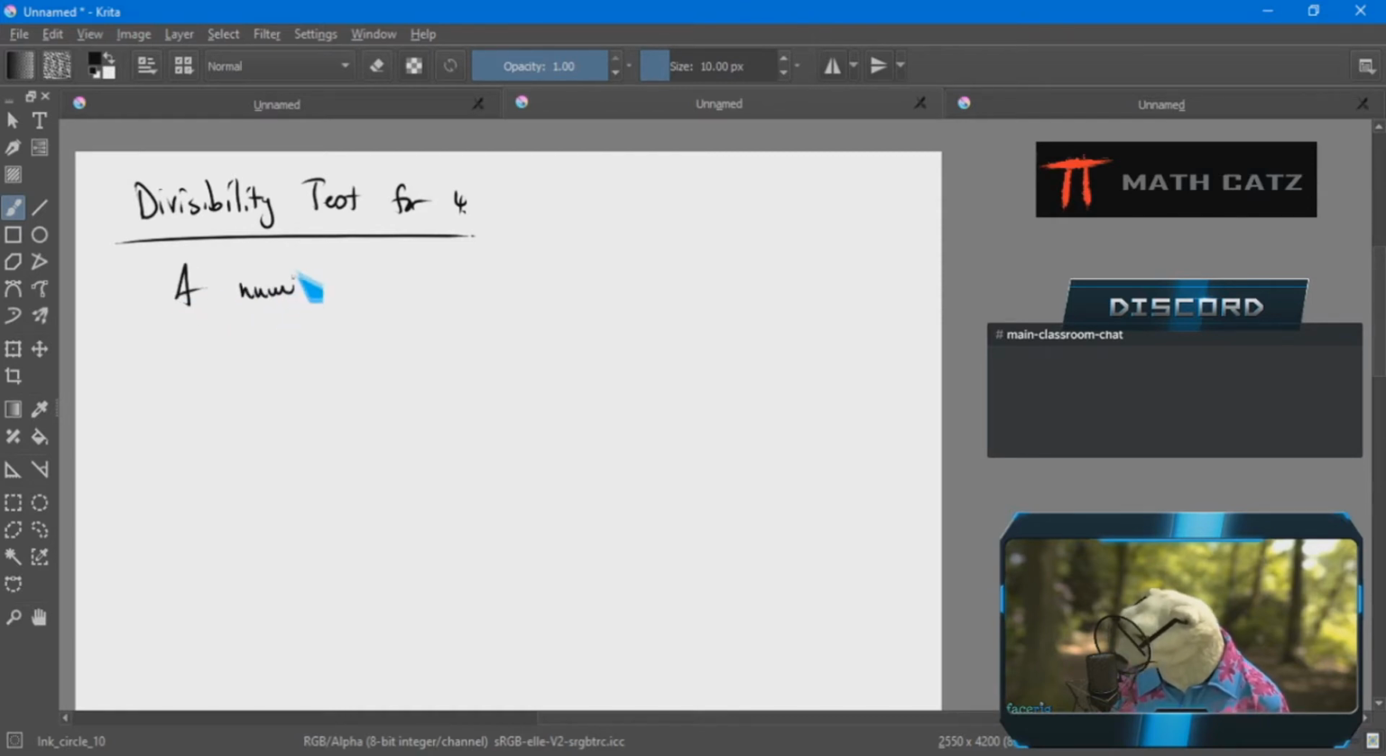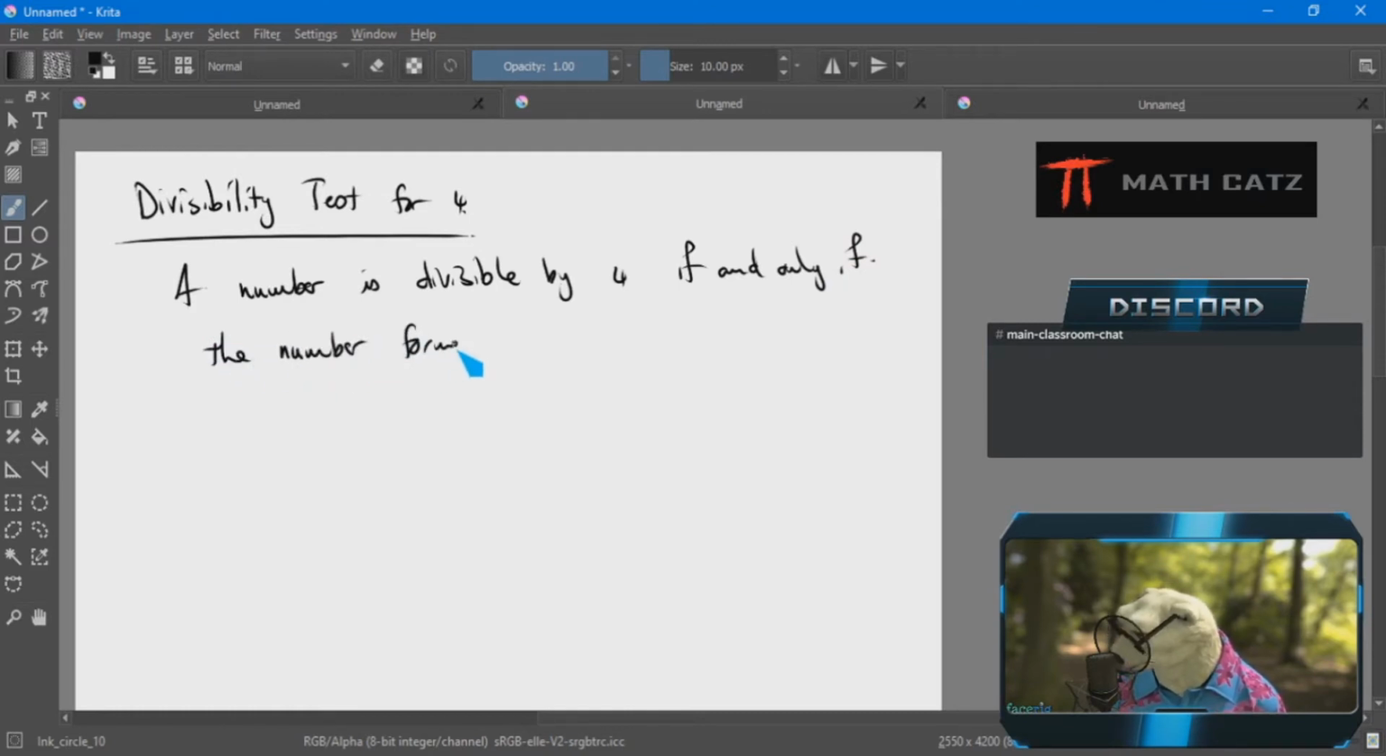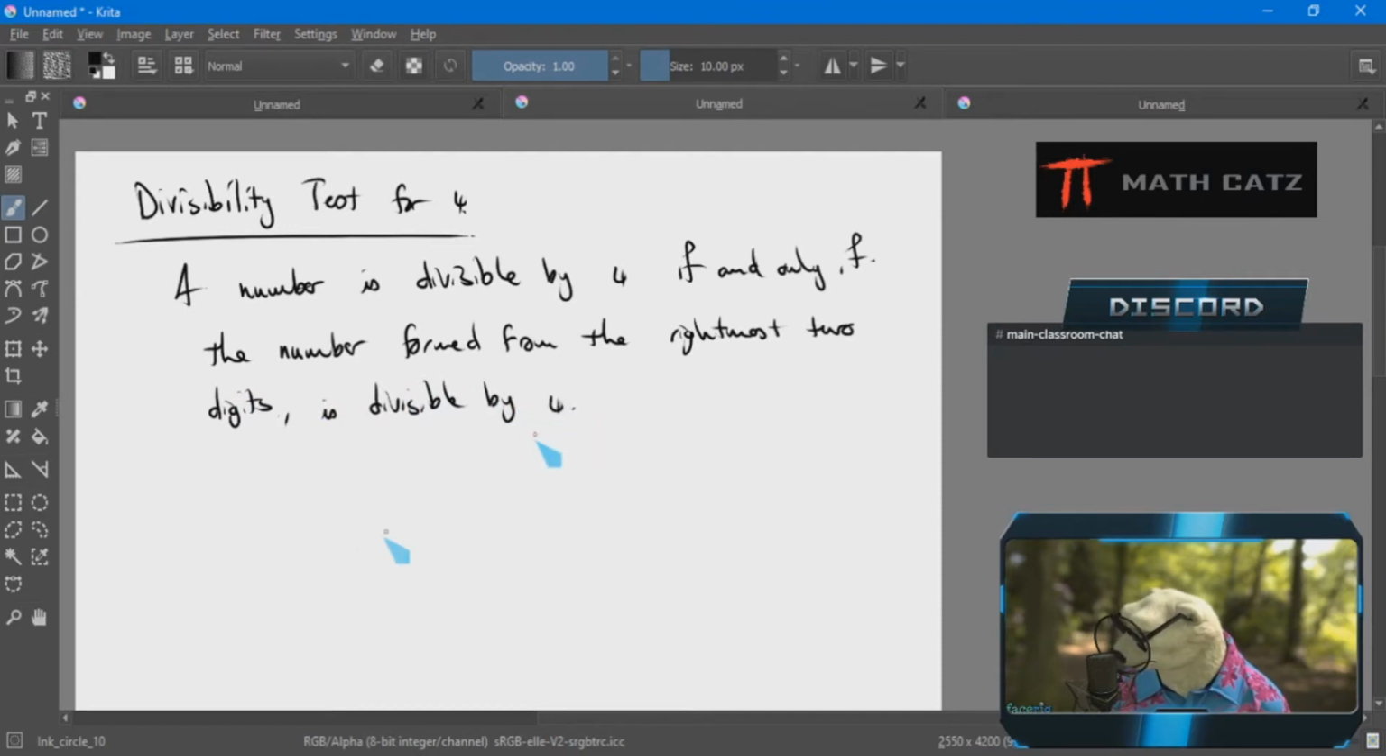A number is divisible by 4 if and only if the number formed from the rightmost 2 digits is divisible by 4. I'll write it out in a lot of words so it's super clear.